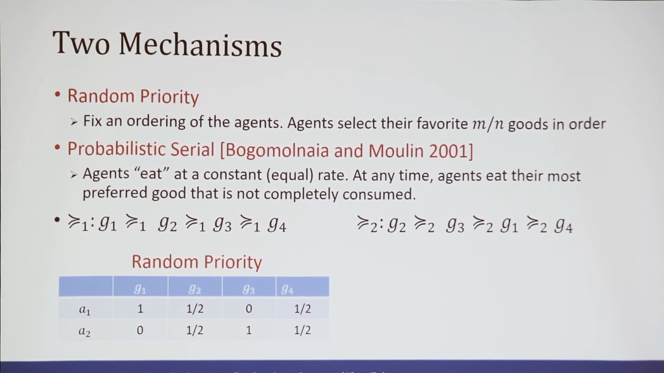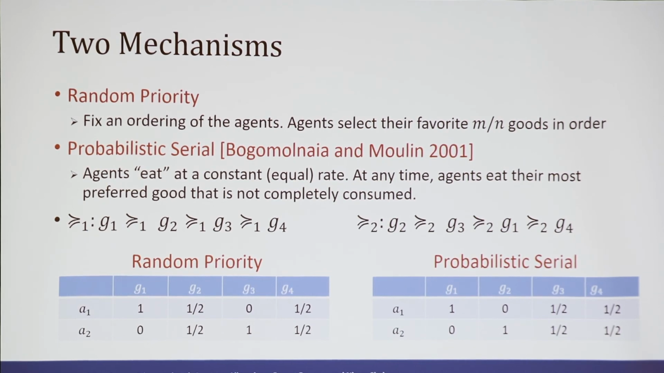What about probabilistic serial? Well, it's actually pretty easy to see what that will do here. As soon as time starts, agent 1 starts eating good 1, and agent 2 starts eating good 2. And they eat at the same rate, so after some time, agent 1 has completely consumed good 1, agent 2 has completely consumed good 2. So they get those. Then, both of those are gone, so they both start eating good 3. Out of good 3 and good 4, they both prefer good 3. They eat that at the same rate, so each of them will get half of good 3, then they move on to good 4, and they each get half of that.